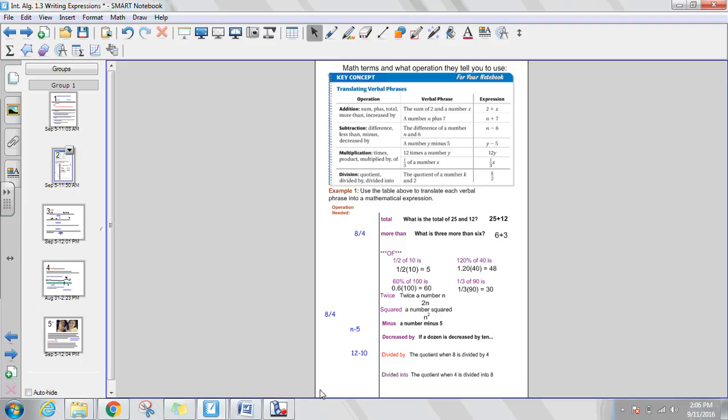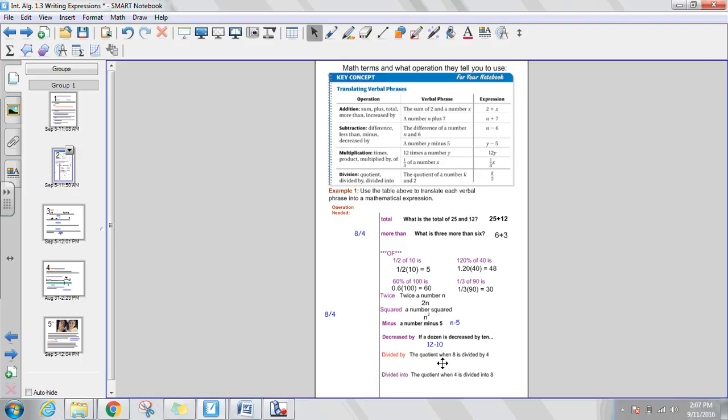All right, for minus, we know that means subtraction. A number minus 5, so we're going to take 5 away from that number, or n minus 5. Decrease by, again, we're subtracting. If a dozen is decreased by 10, so we've got a dozen, and we're taking 10 away, or 12 minus 10. Does it say is? Do we need to solve that? No, it just says if a dozen is decreased by 10.